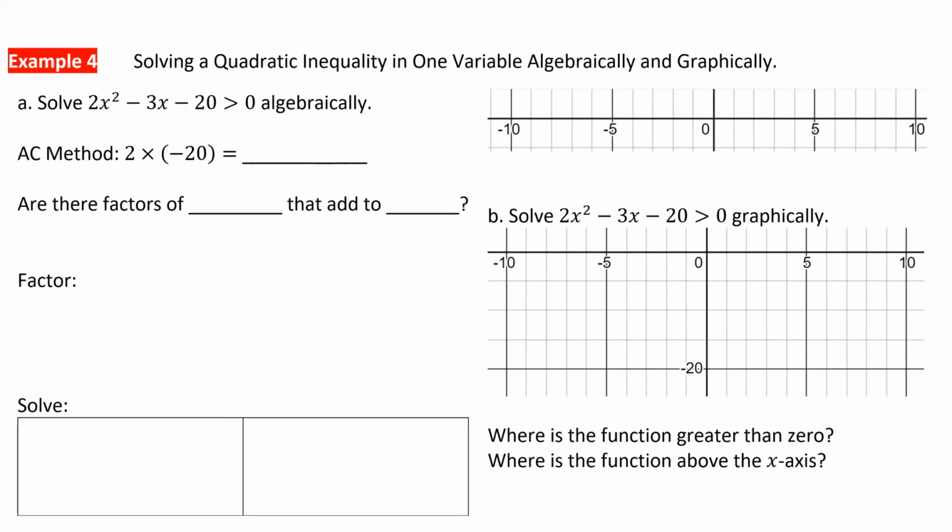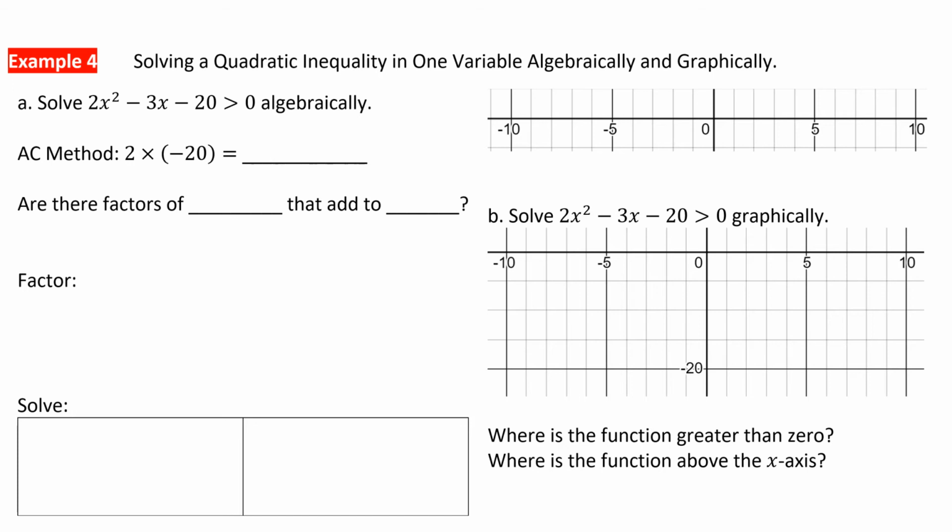In example 4, we're asked to solve a quadratic inequality in one variable, both algebraically and graphically. When we look at part A, we see the trinomial 2x squared minus 3x minus 20. It's a quadratic, we see the x squared, and we want to know when is this expression greater than 0. It might help us if we try to factor it, but the 2 and the negative 20 and the negative 3 all make for a lot of guesswork, so the AC method is a fairly good way to approach this.